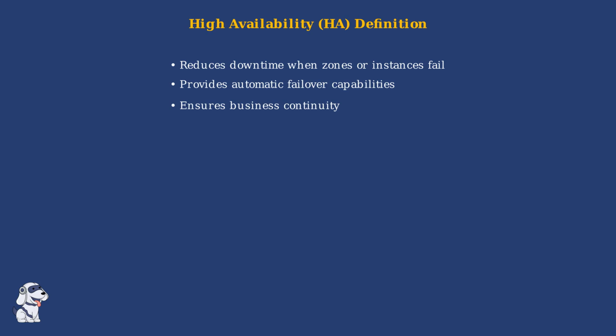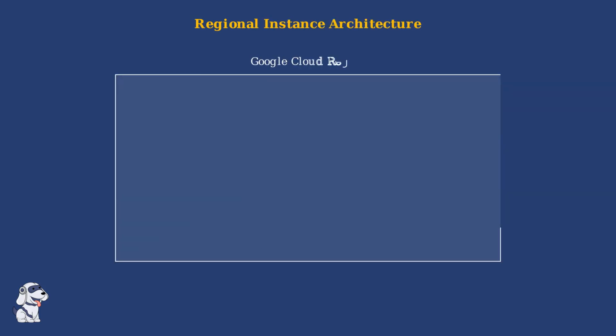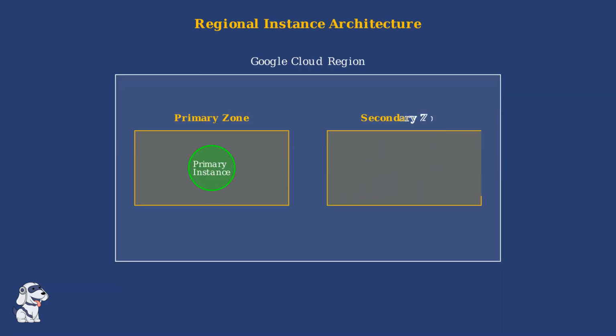It reduces downtime when zones or instances fail, provides automatic failover capabilities, and ensures business continuity for critical applications. A Cloud SQL instance configured for high availability is called a regional instance. It consists of a primary zone containing the primary instance and a secondary zone containing the standby instance, both within the same Google Cloud region. The primary and standby instances are connected through synchronous replication, ensuring that all data changes are immediately replicated to the standby instance before confirming the transaction.